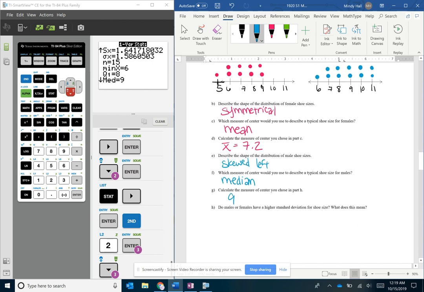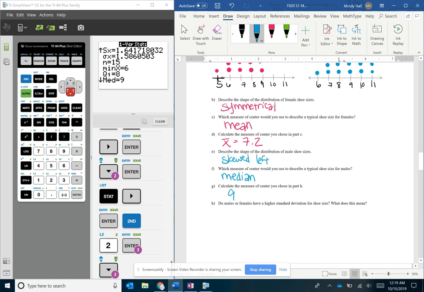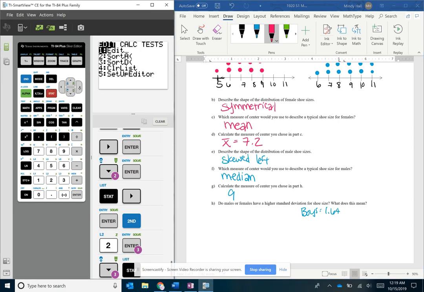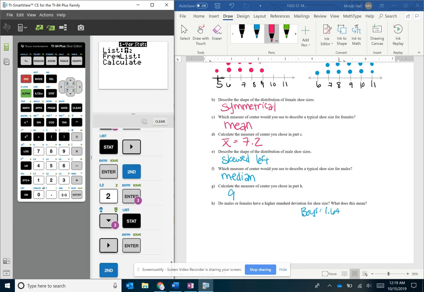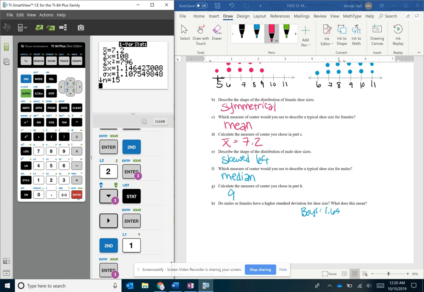So then looking at the standard deviation for the boys is 1.64. And then for the girls, standard deviation, you can do it real quick: stat, right over to calc, hit 1-var stats, tell it that you want list 1, enter, enter, enter, and standard deviation, that Sx for girls is 1.15 because that 6 tells us to round up the 4.